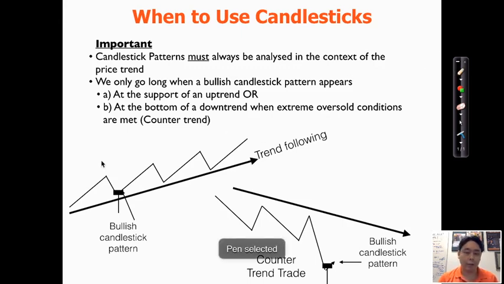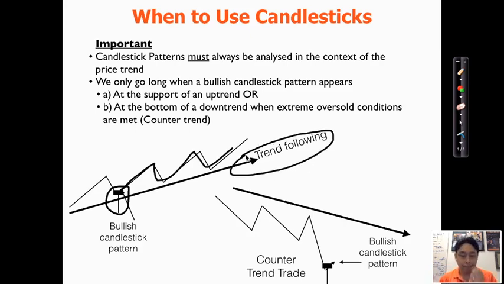So if you take a look at this example, this is an uptrend. Price is on the uptrend with this very nice wave pattern: impulse, retracement, impulse, retracement. And the ideal time is we want to see the bullish candlestick pattern appearing at the end of the retracement, at the support level, like a moving average or a trend line, and we'll buy to follow the trend. So this would be a trend following trade.